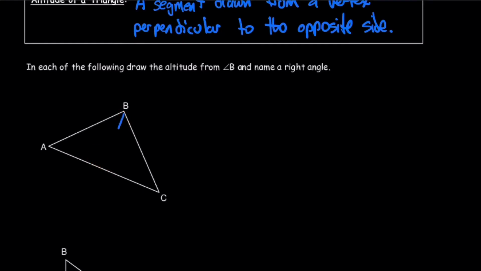Okay, so again, we're just going to estimate. There we go. You can make up any letter you want. I'll just call that D. Now it says name a right angle, angle BDC. Obviously here there's two. You could also name this one here BDA. It doesn't really matter. Just make sure you name one of them.